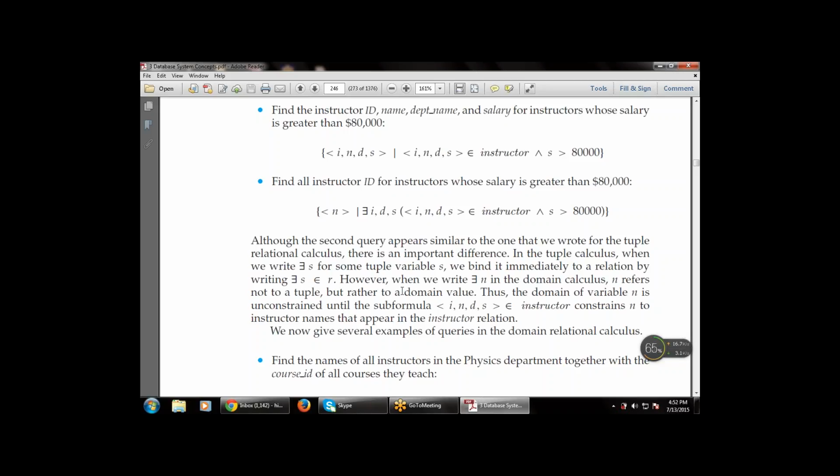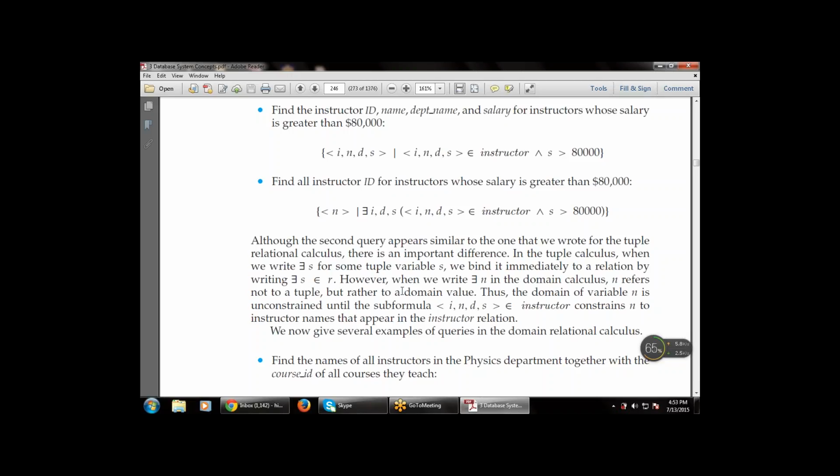So what is the domain value that is given? That is belonging to the domain value. Therefore, the domain of the variable n is unconstrained until the subformula, that is IDS, that is greater than the instructor, that contains n, ties it to the instructor names that appear in the instructor relation. Now we give some examples of queries in the domain relational calculus.